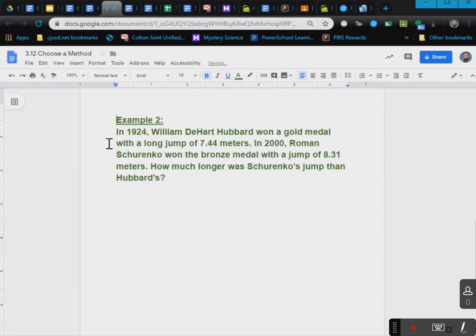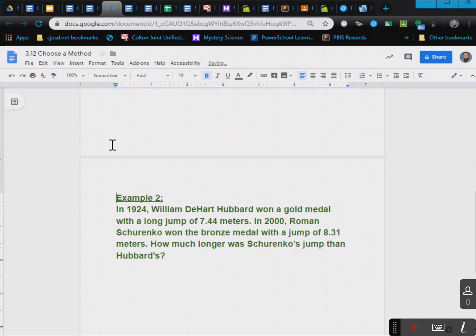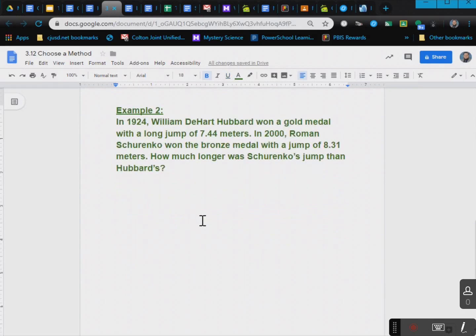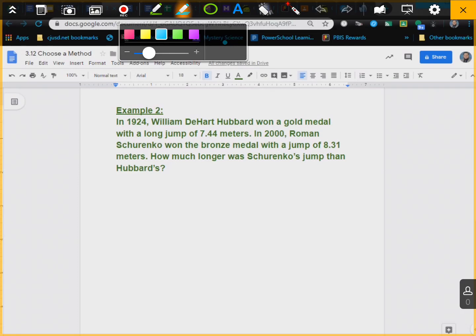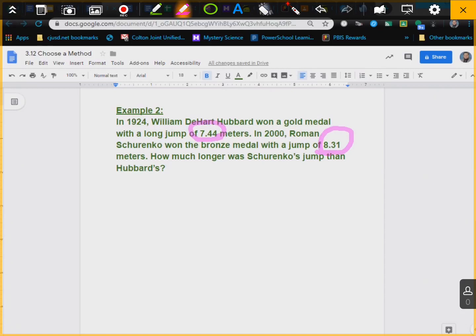Alright, in 1924, and please write this down, in 1924, William DeHart Hubbard won a gold medal with a long jump of 7.44 meters. Okay, I'm going to circle that. In 2000, Roman Sharunko won the bronze medal with a jump of 8.31 meters. All right, I'm going to circle that. How much longer was Sharunko's jump than Hubbard's?